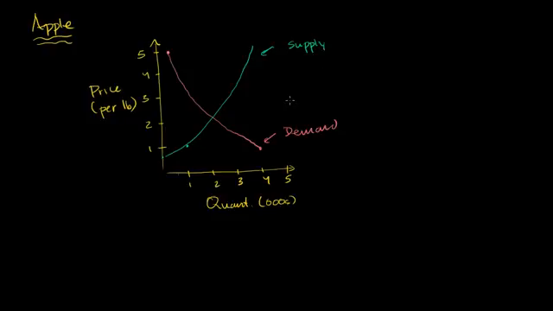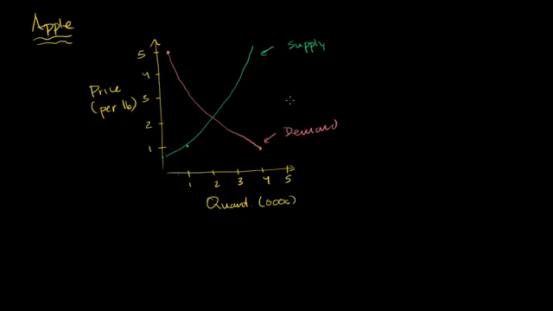We could be doing this for a specific supplier. We could be doing this for a specific market. We could be doing this for the global apple market, however you want to view it. But for the sake of this video, let's assume it's like our little town that is fairly isolated and all of that. Now let's think about what happens in different scenarios.